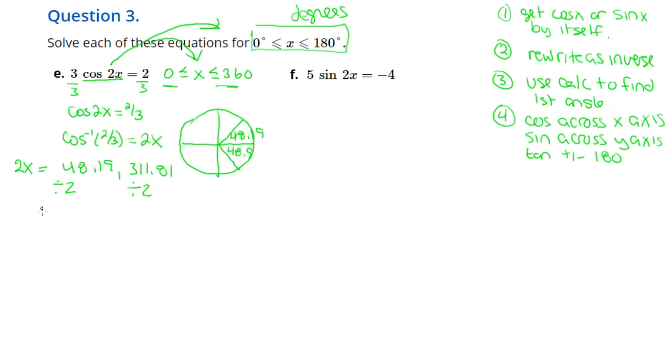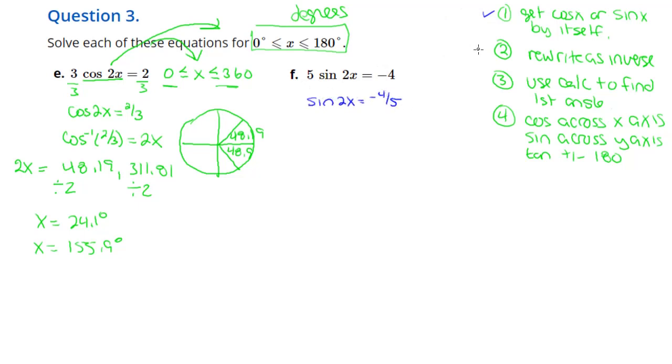Both of these fit within 0 to 360, and now I'm going to divide both of them by 2, and so I find my answers are 24.1 degrees and 155.9 degrees. So when there's a frequency bigger than 1, it's a good idea to expand the range, then put in your initial values, and divide at the end.